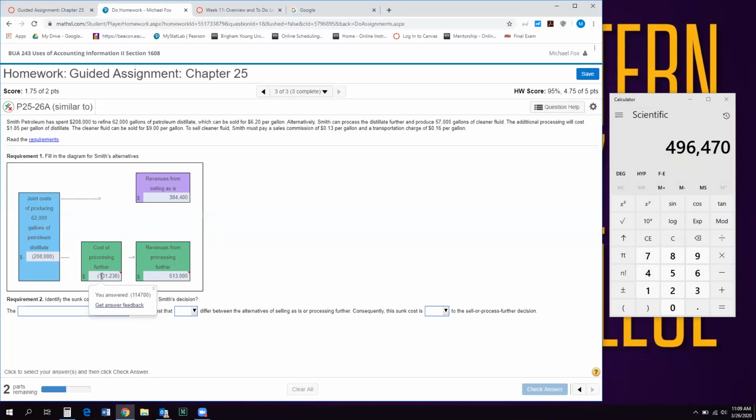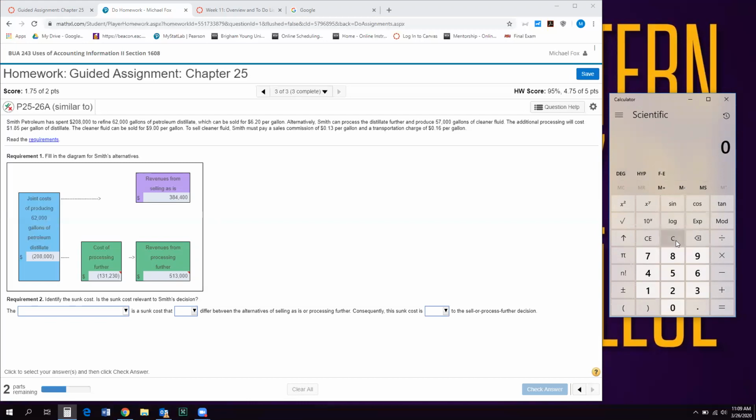Okay, it wanted us to lump those in with the cost of processing further. Again, I guess it's the cost of processing further, but it's not a cost of the processing. I would separate those out. Nonetheless, it wants us to take the $1.85 of additional processing costs plus the 13 cents sales commission plus the 16 cents transportation charge at a total cost of $2.14 and multiply that. No, that's not going to work either. By 62,000. That won't work either.